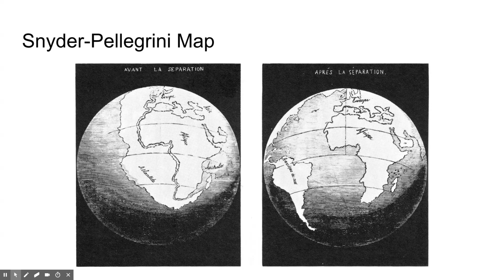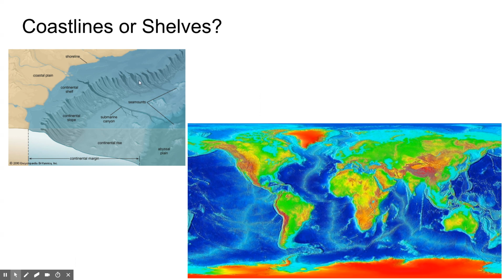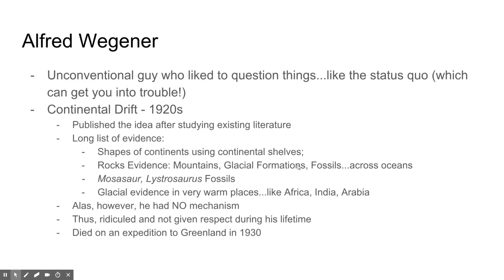Anyway, of course, when you're looking at just the coastlines itself, the fit isn't perfect. Perhaps the fit's a little more perfect when you look at the continental shelves. And indeed, Alfred Wegener, who did look at the continental shelves, was able to come up with his idea of continental drift. Alfred Wegener was a guy, though, who had a reputation for being relatively unconventional. He's one of these people that like to question things, whatever the status quo was, he was interested in. He was a true scientist, really interested in exploring big questions. And of course, whenever you're questioning the status quo, as you probably all know, it can get you into trouble.